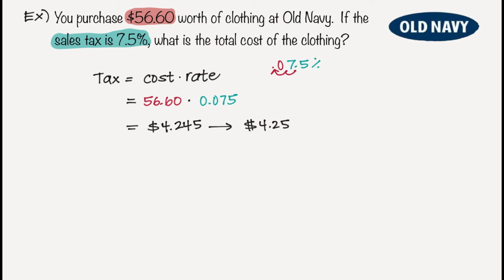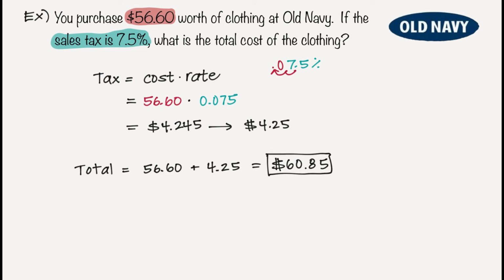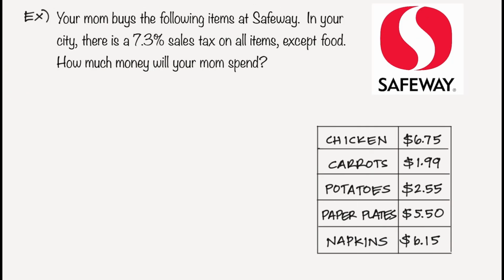So I'm going to round that up into the cents. So $4.25. So the total cost for your clothing is going to be that $56.60 plus the extra $4.25 for a grand total of $60.85. Okay, so it's important to know what the tax is just in case you have cash. Do you have enough money?